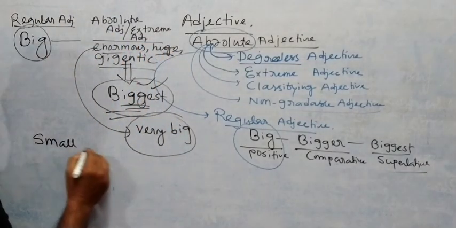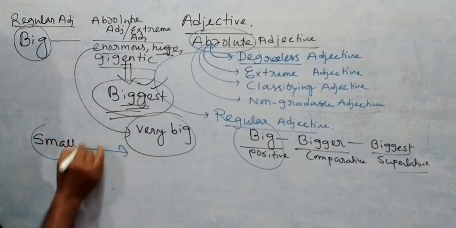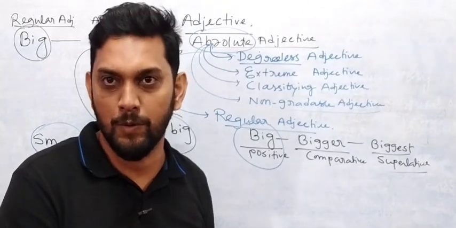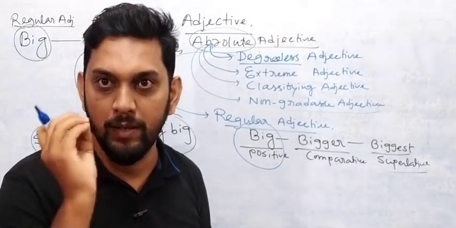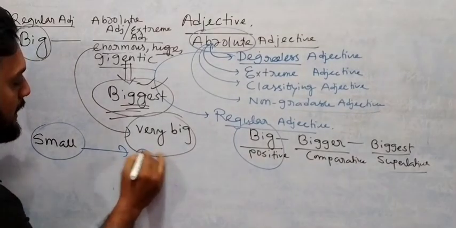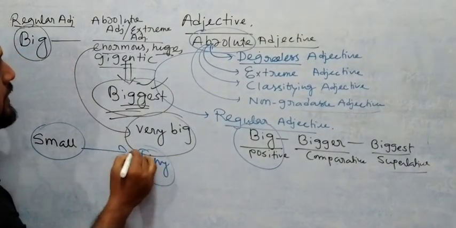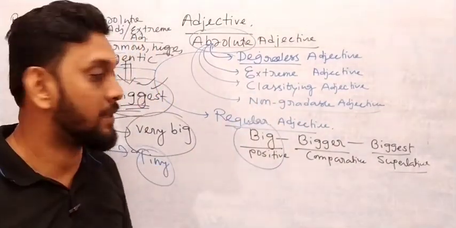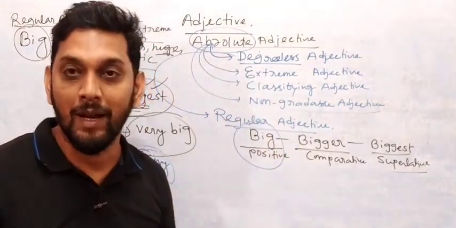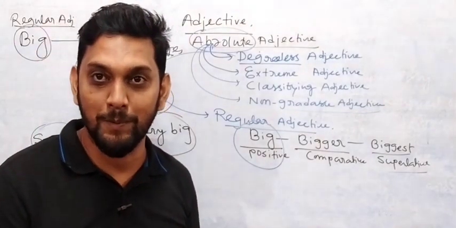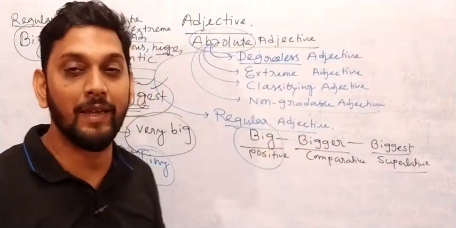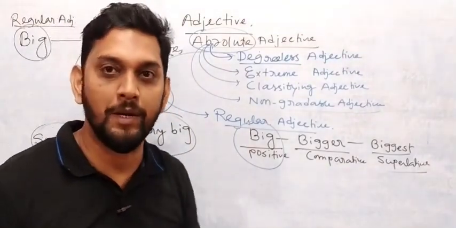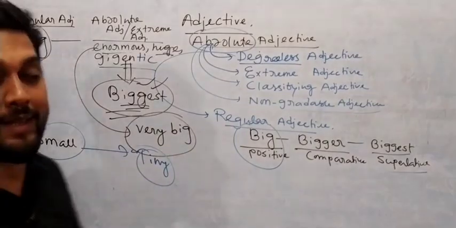Okay, my friend, small. What would be the small? Small is a regular adjective, because we can make it comparative and superlative form. Small, smaller, smallest. But whenever I say tiny, it's an absolute form, or an extreme form, or degreeless form, or a classifying adjective. It is called a non-gradable adjective. Gradable adjectives are the adjectives which have positive, comparative and superlative form. Non-gradable and classifying adjectives are the adjectives which don't have comparative and superlative form.